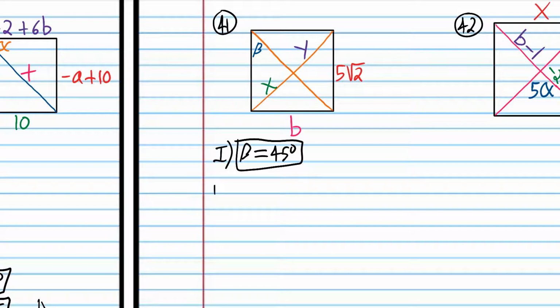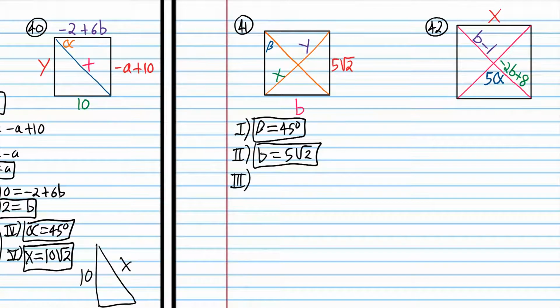And another easy one is b. We know b has to be 5 root 2, right? Because it's a square. All the sides are the same. And now we're going to pull out one of those triangles. I'll pull out the right one. So we have y, and then we have 5 root 2. But that's a 45, 45, 90.